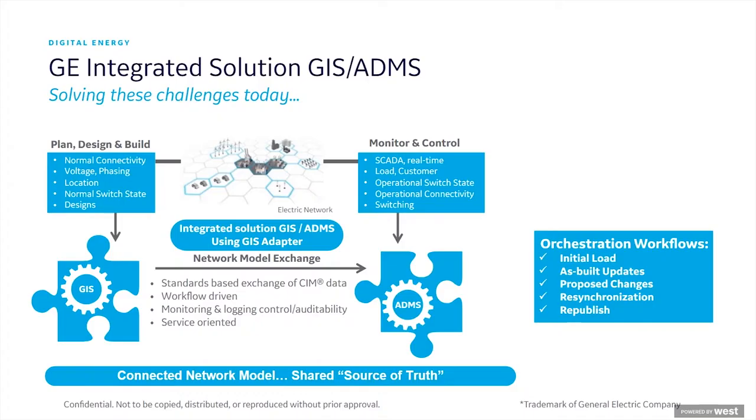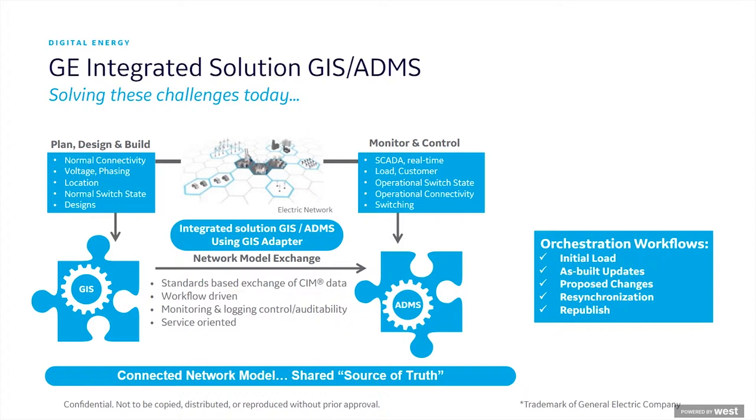orchestration workflows for circuit-level initial load, as-built updates, proposed changes, as well as circuit resynchronization and republish capability. GIS Adapter enables you to share a consistent view of the network model and reduce redundant data entry to continuously improve the network model data over time.